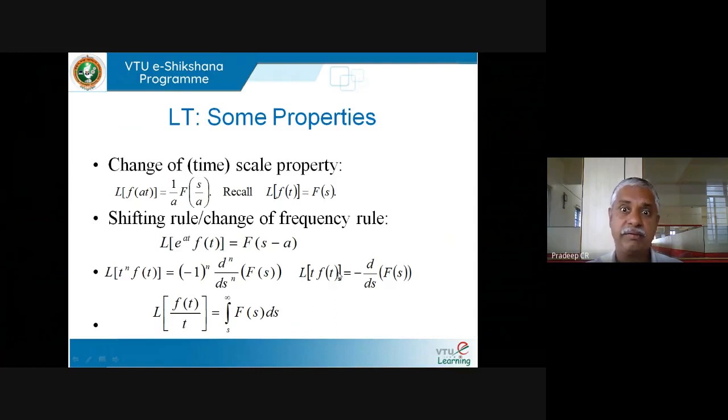So Laplace of f(t), I know. How do I find Laplace of t f(t)? Just differentiate Laplace of f(t) once and then change the sign. That's what it says. So Laplace of t f(t) is minus d by ds of capital F(s).